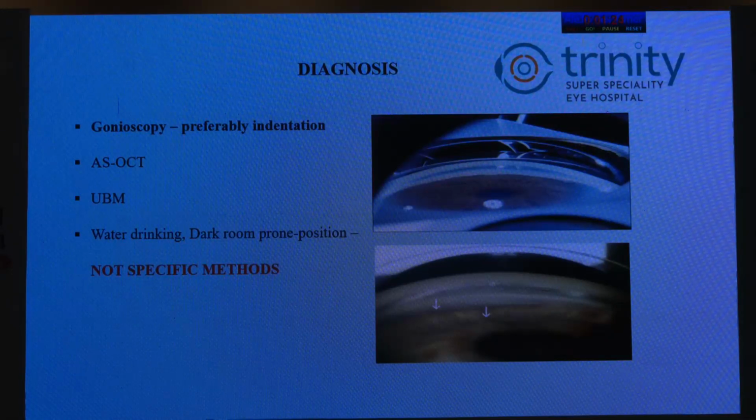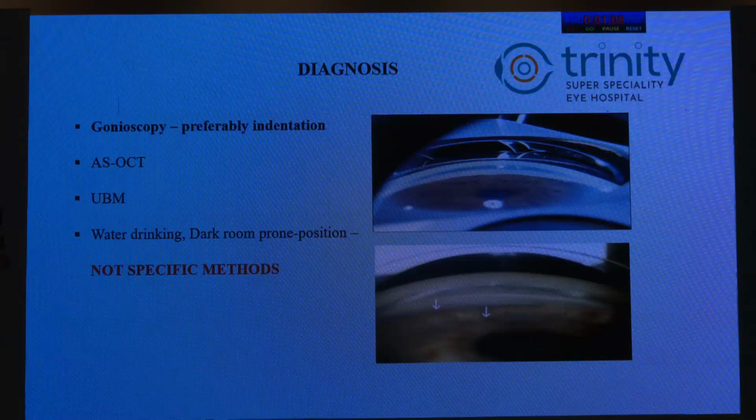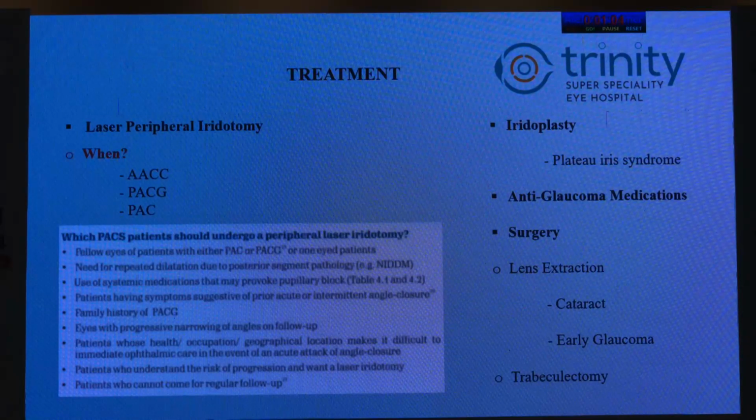For diagnosis, gonioscopy is the gold standard, and an indentation gonioscopy is definitely needed. ASOCT gives a very objective measurement and makes it easy to explain the disease to the patient. UBM is used to rule out any secondary causes. Water drinking and dark room prone position tests can be done, but they are not very specific methods to diagnose angle closure. The treatment is laser peripheral iridotomy.